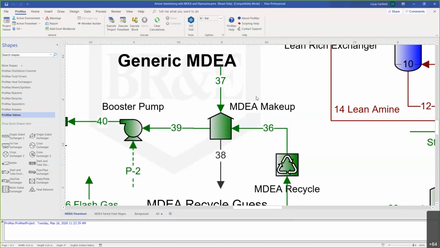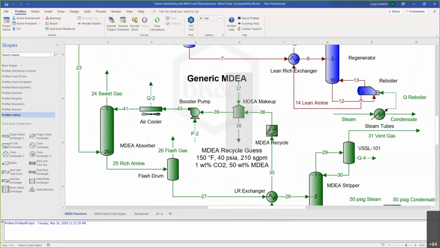So the key to the water balance in the amine unit is really the makeup blowdown block. I hope that answers the question. If it didn't answer the question and you want more details, just let me know in chat and just be a little bit more specific about what you're looking for. I'll be happy to answer.